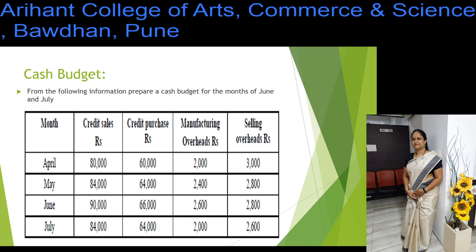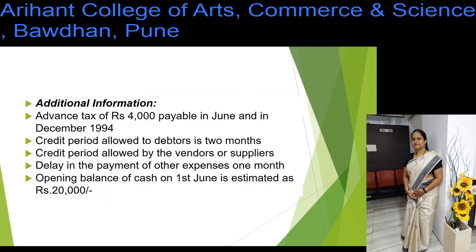Cash budget. From the following information, prepare a cash budget for the months of June and July. This is the information given for April, May, June and July. Credit sales are 80,000, 84,000, 90,000 and 84,000. Then credit purchases are given for all 4 months. Manufacturing overheads and sales overheads are given. Then the additional information is advance tax of rupees 4,000 payable in June and in December.